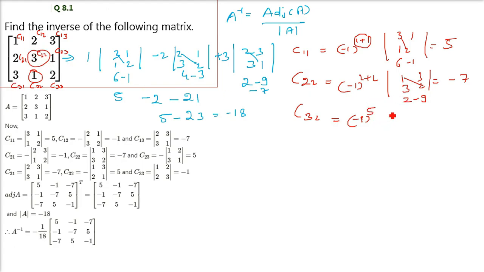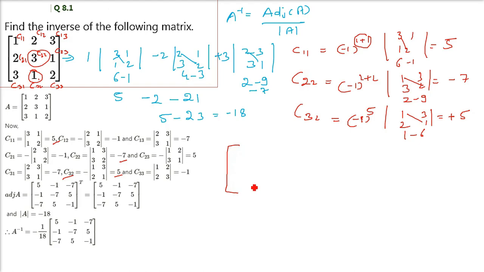Please remember, the minor plus the sign is the cofactor. So we are just leaving this. We are writing 1, 2, 3, 1. 1 minus 3 is going to be negative 5. Negative 5, and there is already a negative sign outside. Minus 1 to the power 5 is going to be 5. So you see the values. C11 was 5, C22 is negative 7, and C32 is 5.